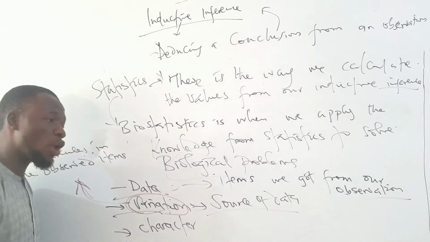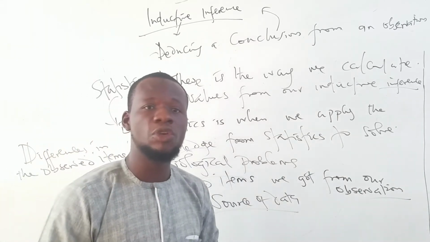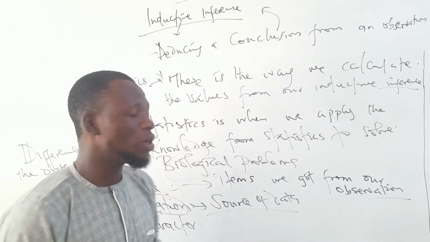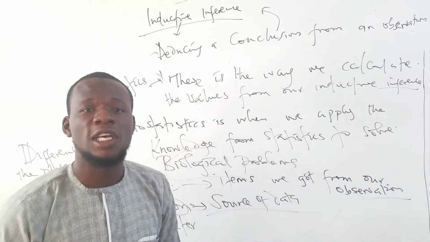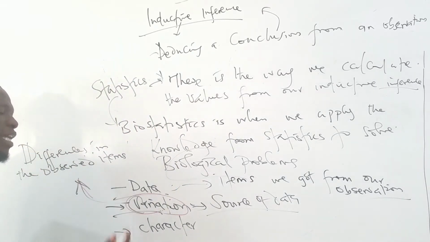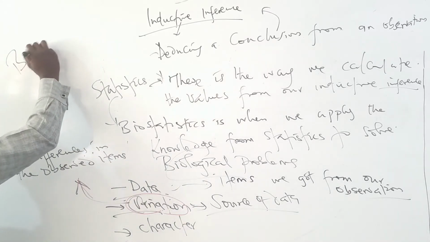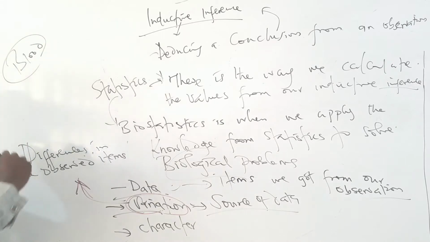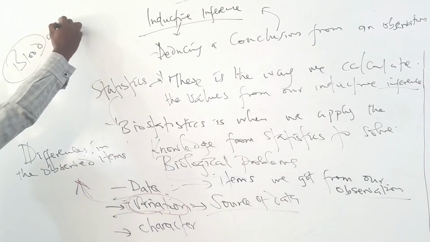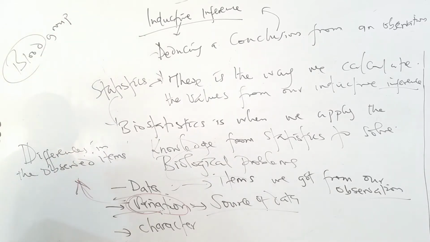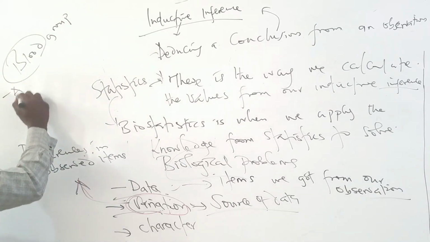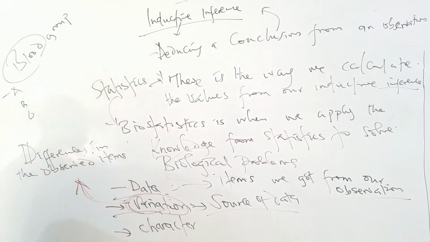Because let's say you are working on the blood of human beings, you need to understand that there are differences in this blood. For example, we have different types of blood group. We have blood group A, B, O, and so forth. So having these differences makes us know how to deduce our value.